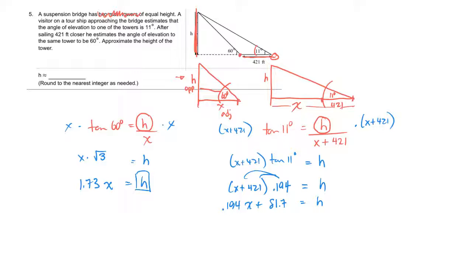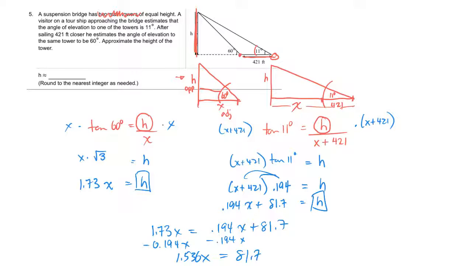But this h and this h are the same thing. So whatever they're equal to also have to be the same. So 1.73x must be equal to 0.194x plus 81.7. I'll subtract 0.194x on both sides. And what will that be? 1.73 minus 0.194. 1.536x equals 81.7.